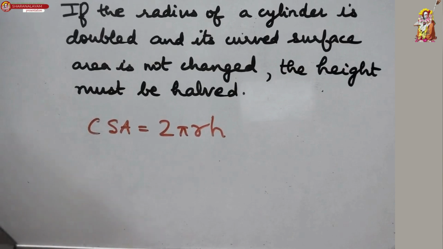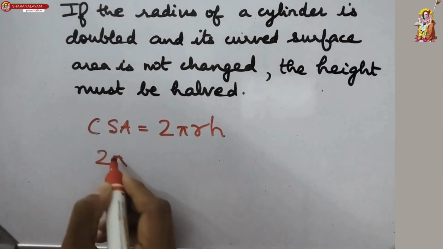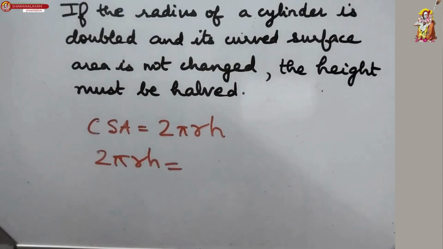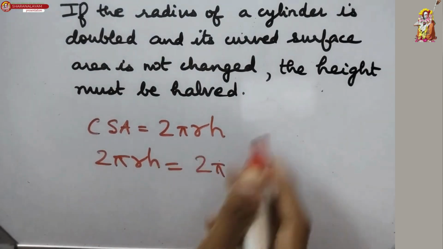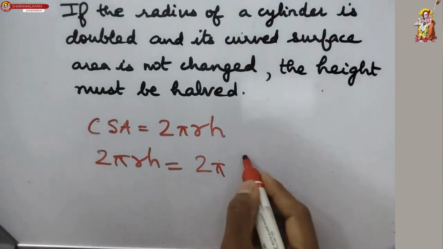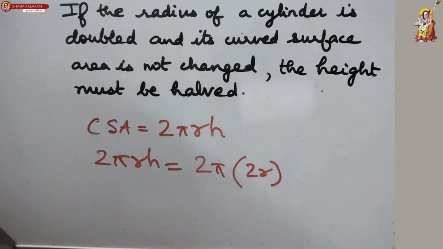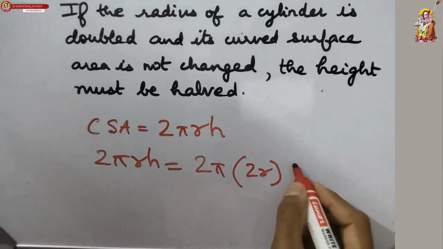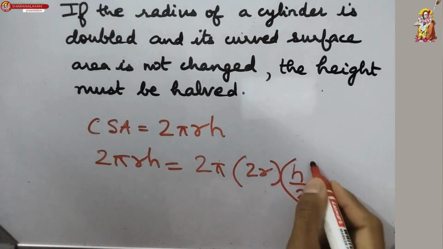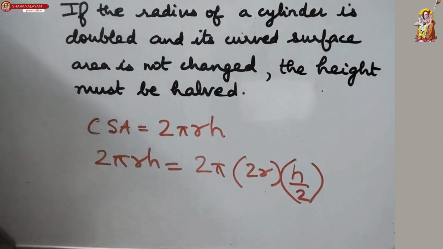Now this has to remain the same. So 2 pi RH has to remain as 2 pi RH. But the radius is doubled. So instead of R, it will be 2R. Now to maintain this, shall we divide the height by 2?